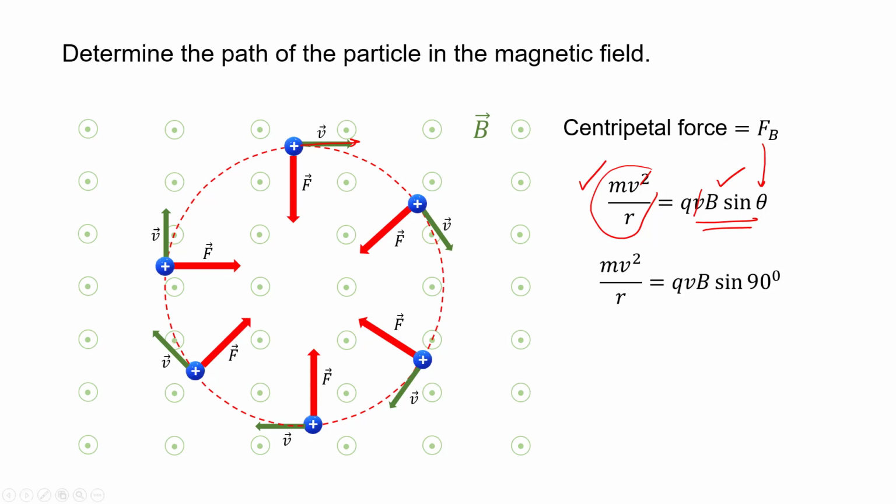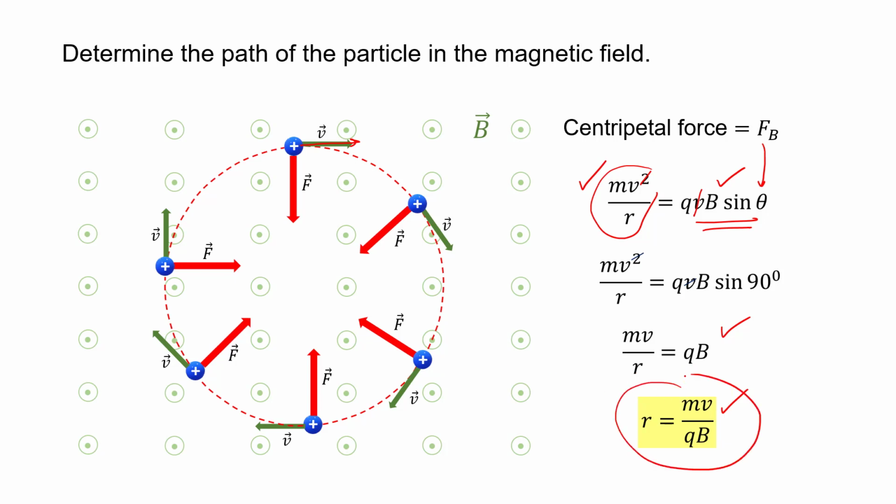So that's 90 degrees. And then cancel v and one of the v's here. Then you get this expression. And you can rearrange this to get that. This is the radius of this circle. Okay. So the radius of the circular track of the trajectory of the proton. So you need to use this for problem solving.